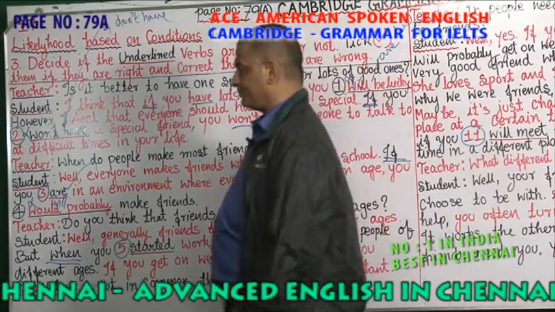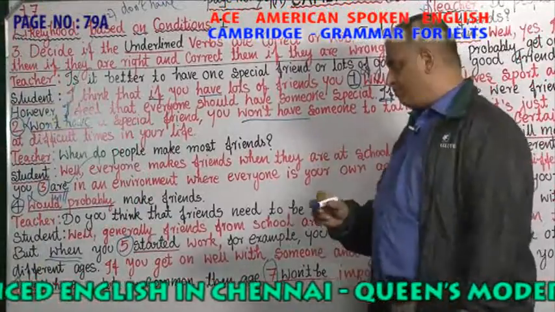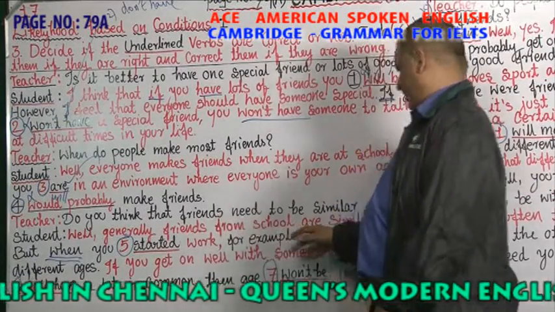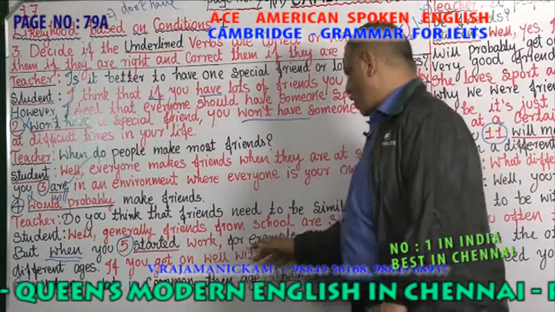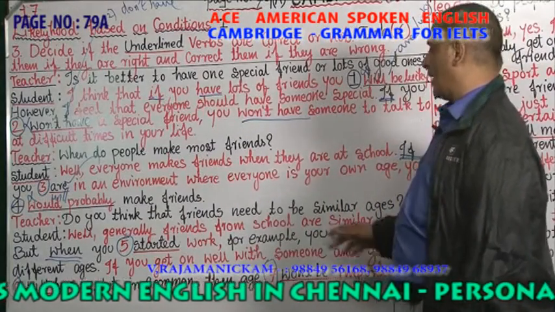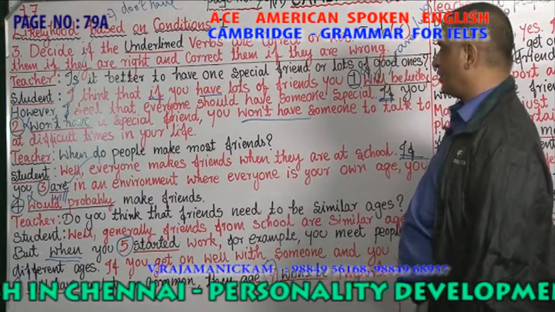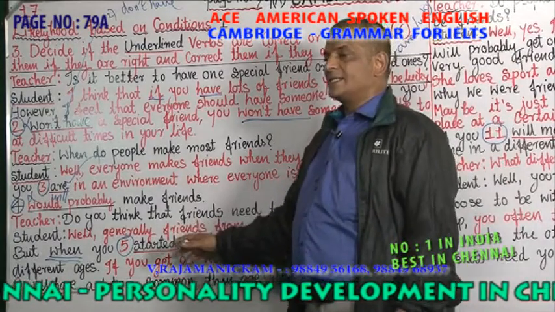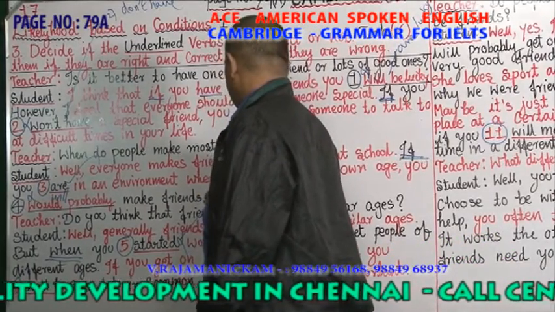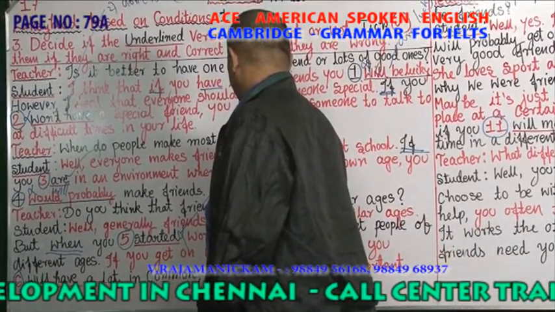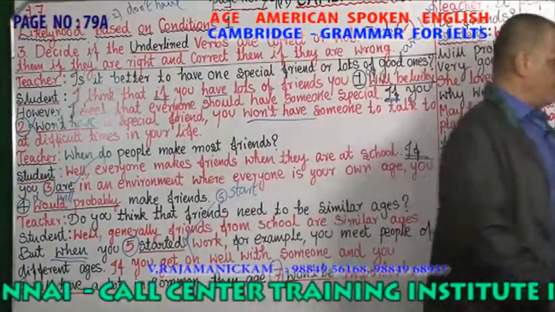Fifth one. But when you started work, for example, you meet people of different ages. If you get on well with someone and you will have a lot in common, then age won't be important. So fifth one, what is the answer? Started is wrong. The fifth one is start. Start is the correct answer.